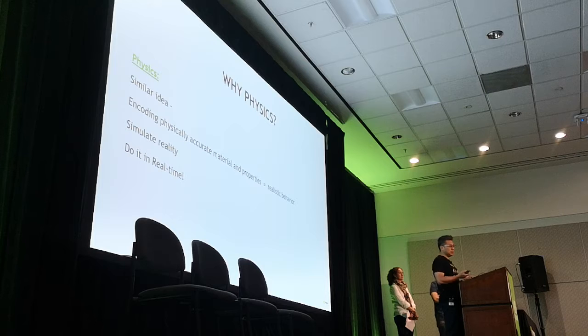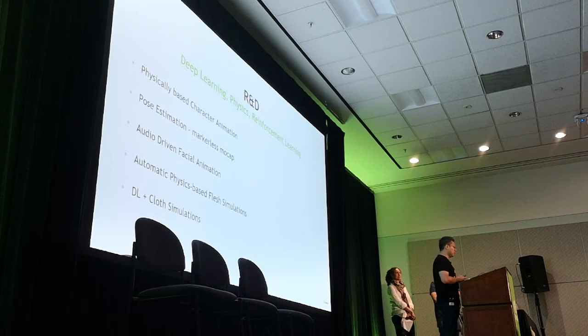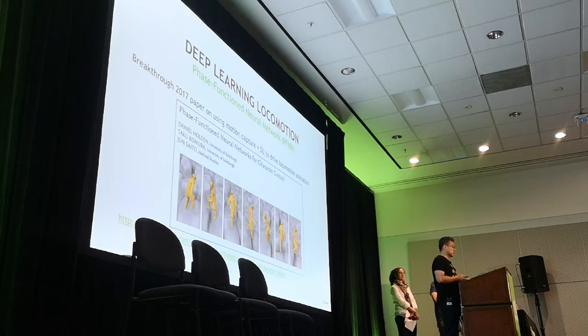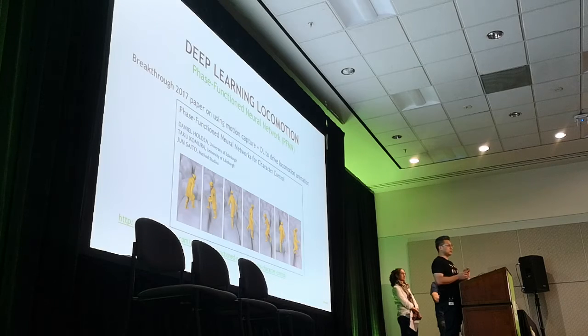Why physics? Similar idea. You're encoding realistic properties into an object, and it does what it needs to do. And doing it in real time is very important. So we're going to go through a couple examples of what we've been up to related to this. So deep learning, PFNN, not going to get into this, but you can see the talk we had yesterday on deep learning for animation for the details.